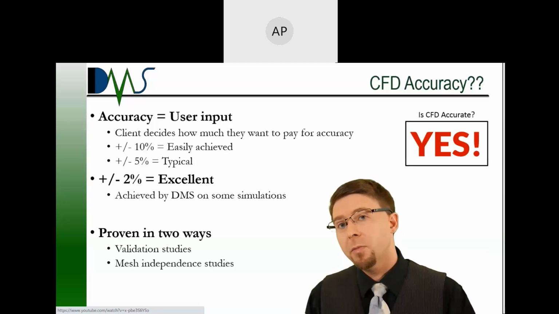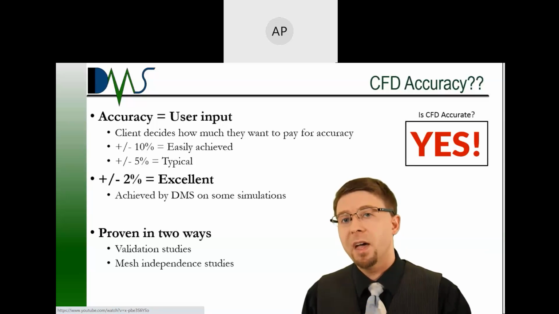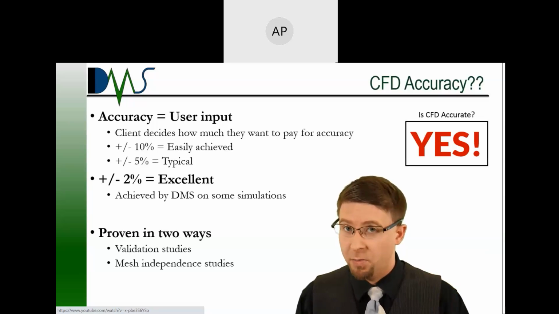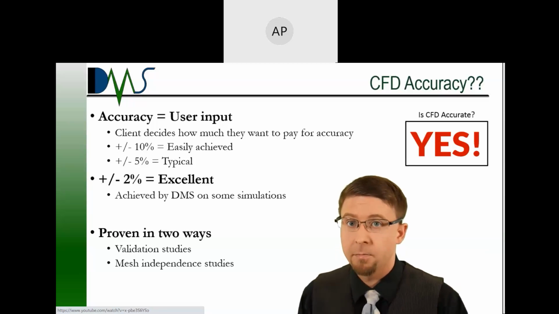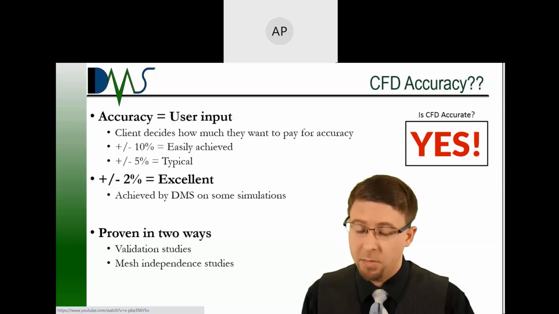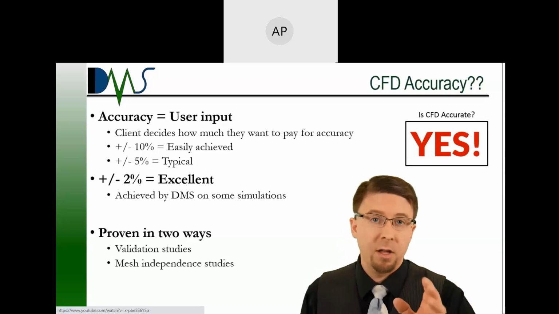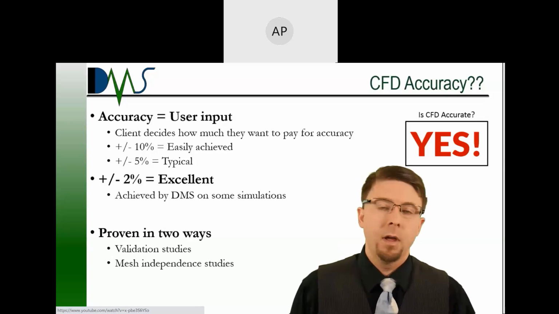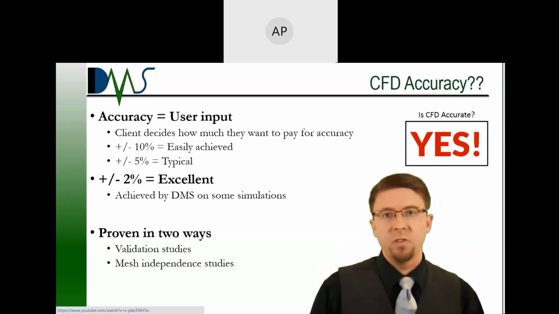Plus or minus 2%, that's excellent for a CFD simulation. And that is actually on the level of accuracy that you will get with an experimental setup as well. DMS has actually achieved that accuracy in some simulations. So it is achievable, and if you're concerned about it, ask for it, write it into your contract. That can be done.